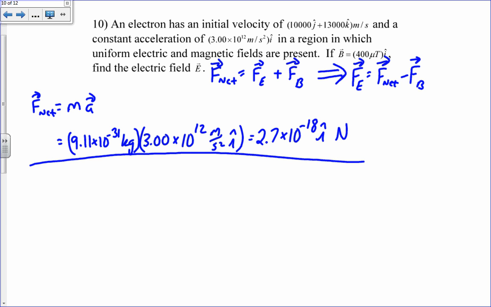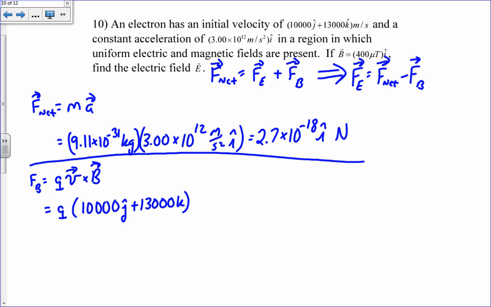Now, I want to determine FB. FB is equal to QV cross B. So I need to do the cross product. I have the velocity and the magnetic field vectors. It's going to be Q times 10,000 J plus 13,000 K, crossed with 400 times 10 to the minus 6 I. That's my magnetic field vector, 400 microtesla.